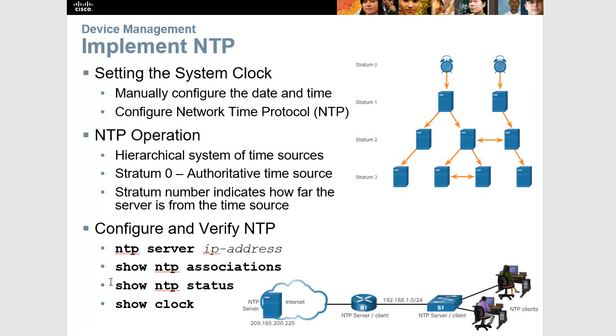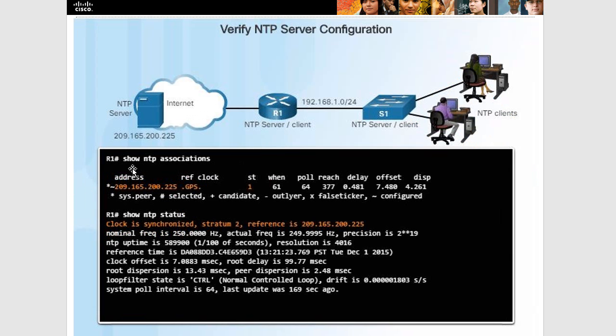The other commands we have are show NTP associations and show NTP status. That's going to show you the device you're getting your time from, and also the status of your own device. So we'll see that here. You've got show NTP associations. You can see where you're getting the time from and what the reference clock is, it's GPS. The device we're using as our server in this situation, we are R1. Okay, we're getting our information from this NTP server here.